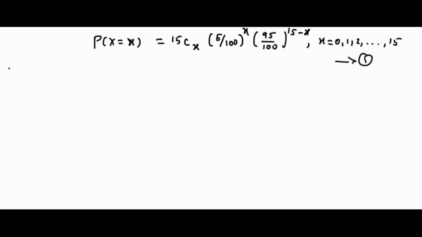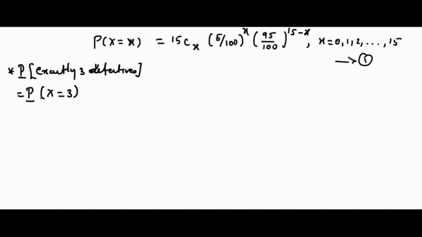So what is our first question? In the first question, we are going to find the probability of exactly 3 defectives. How to write the mathematical notation? Probability of capital X equal to 3. What is the meaning of capital X? Capital X denotes the number of defectives.